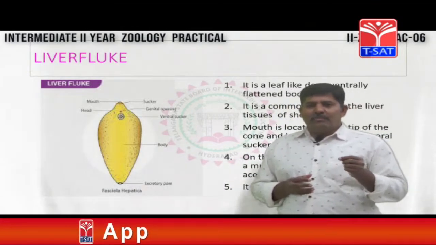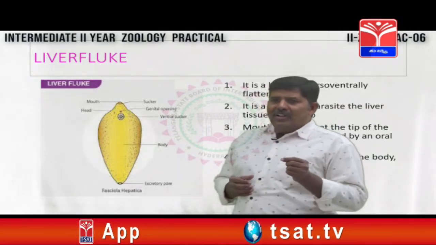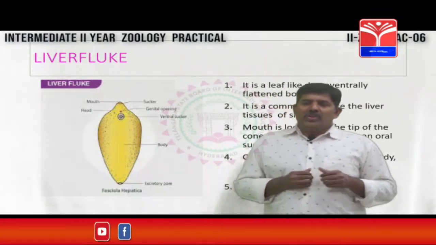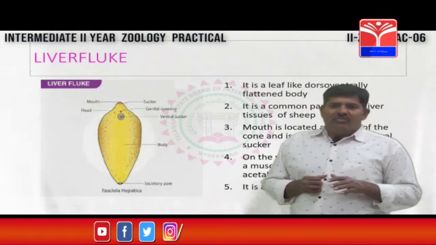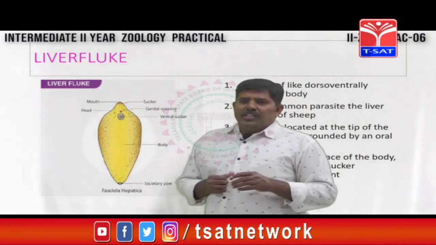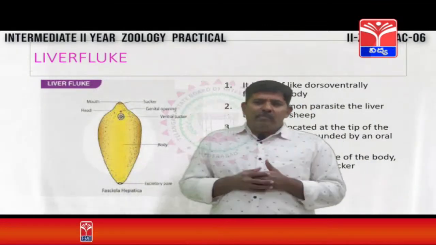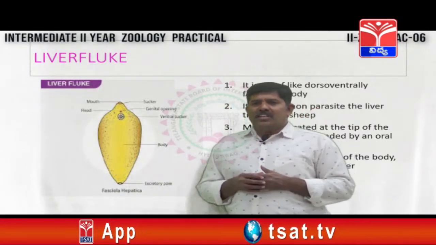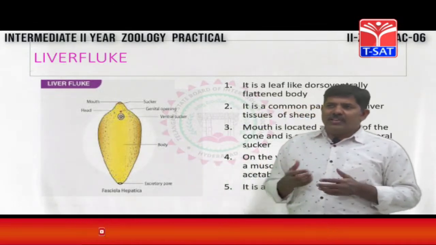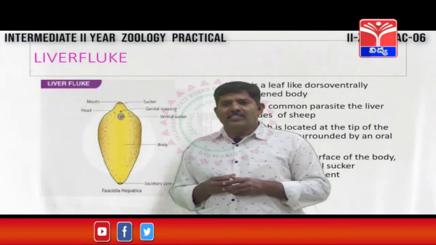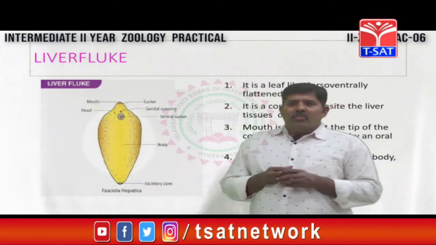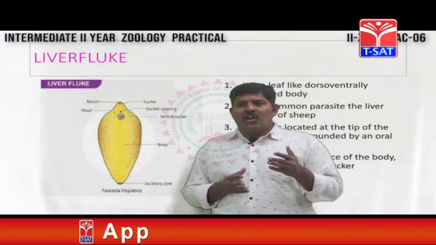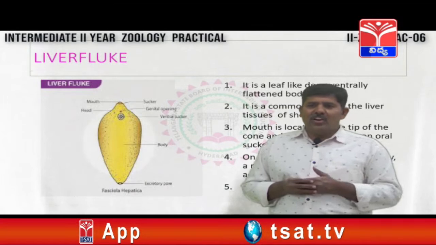The species is located in the liver of the sheep, so that's why it is called a liver fluke. The body is dorsoventrally flattened. The anterior part of the body has the mouth. Around the mouth there is a sucker called the oral sucker. On the ventral surface there is another sucker called the ventral sucker. These are the two important suckers of the liver fluke: one is the oral sucker and the other is the ventral sucker.